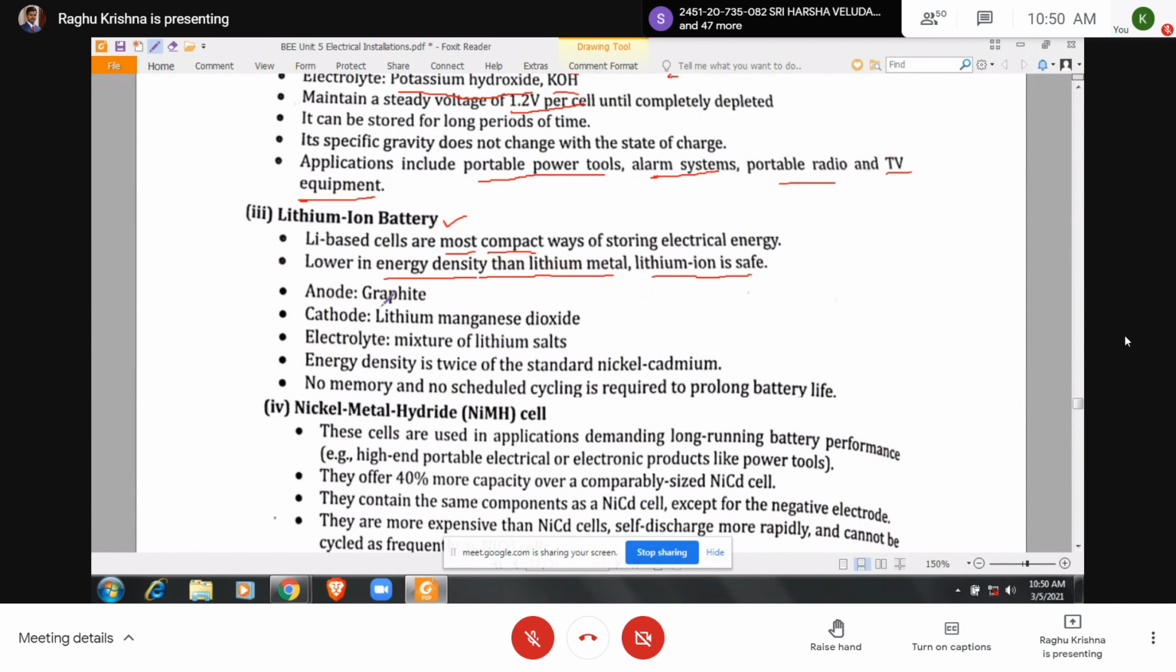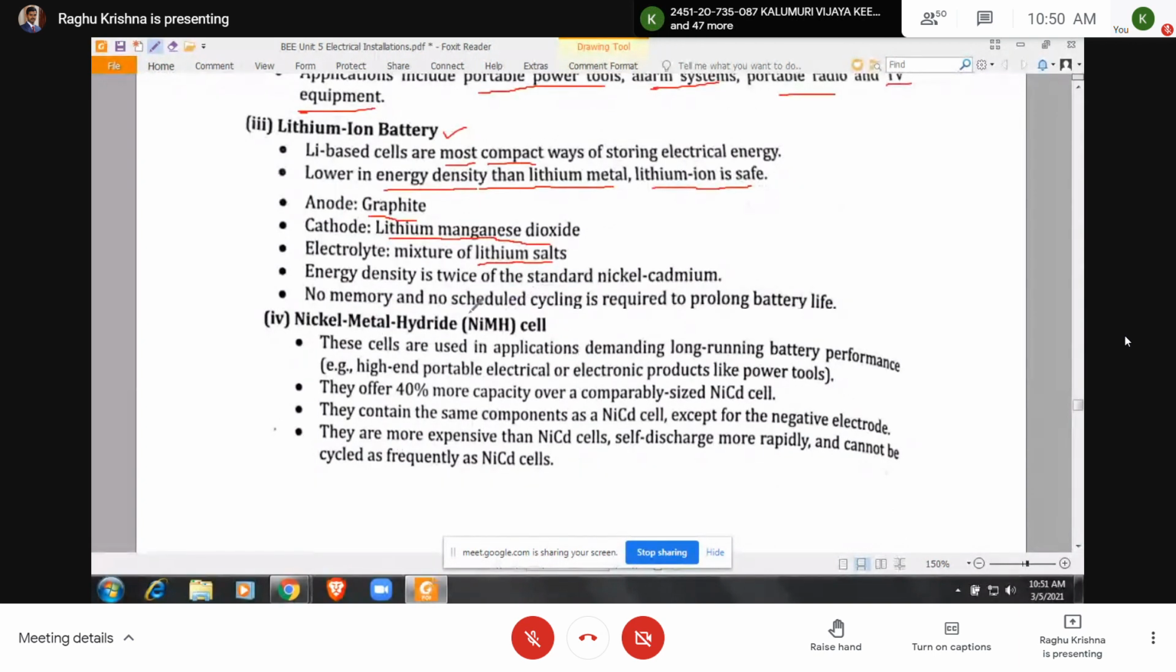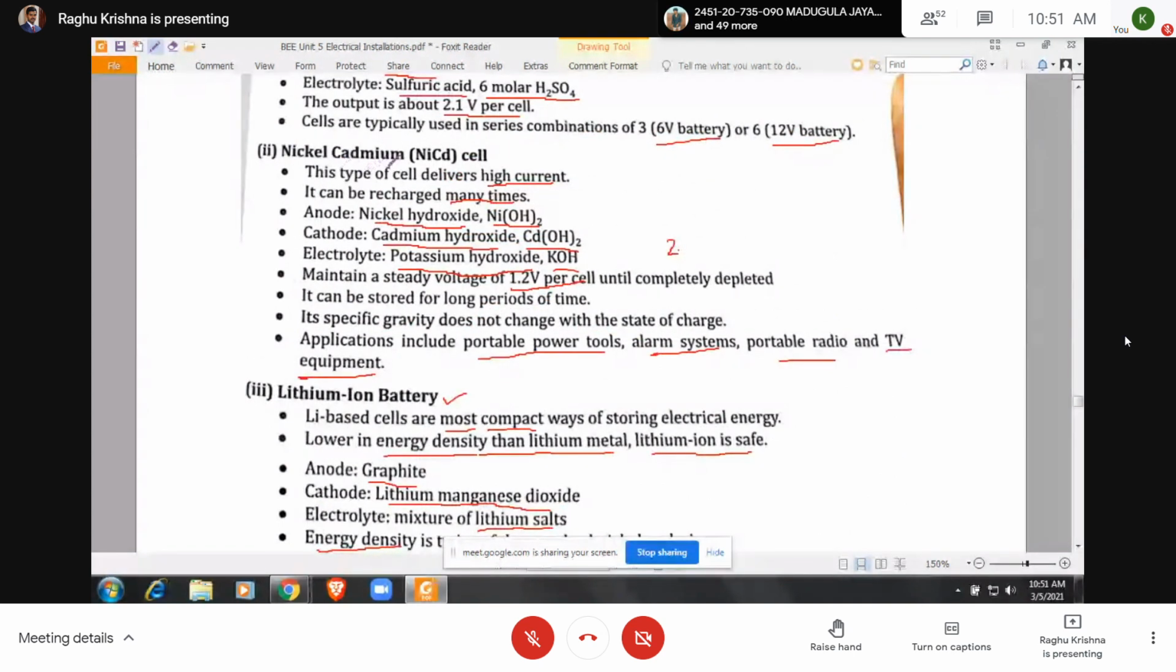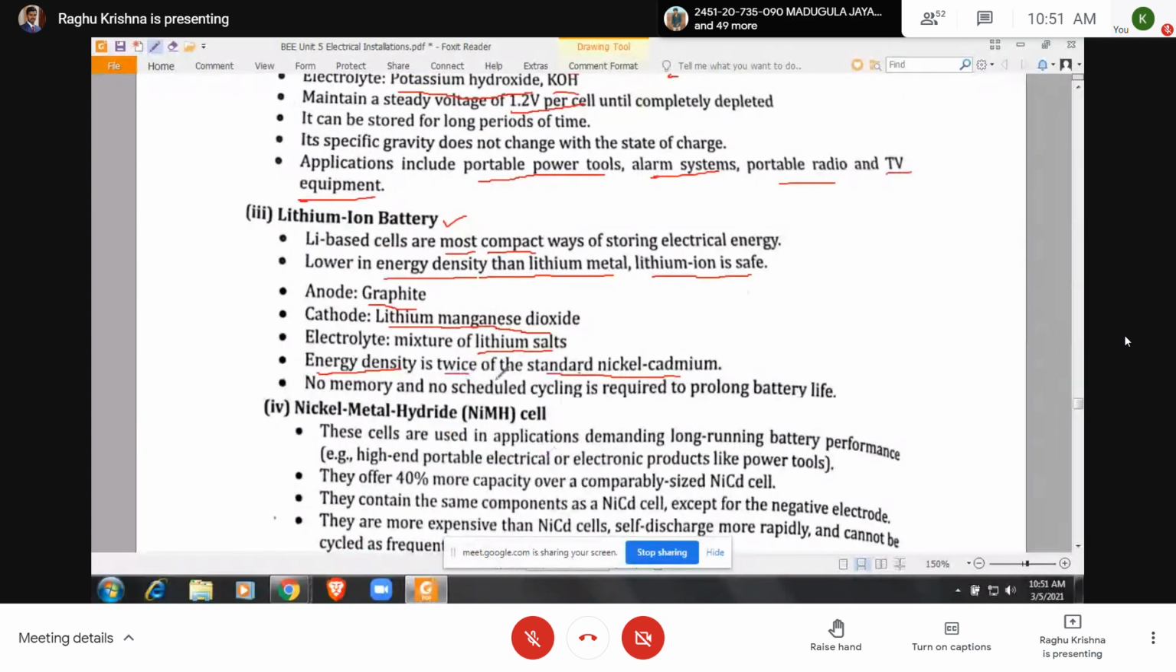Now coming to the anode. The anode is made up of graphite and the cathode is made up of lithium manganese dioxide. The energy density is twice that of the standard nickel cadmium. If you compare with nickel cadmium, the energy density is twice, so it makes it compact. There is no memory and no scheduled cycling is required to prolong battery life.